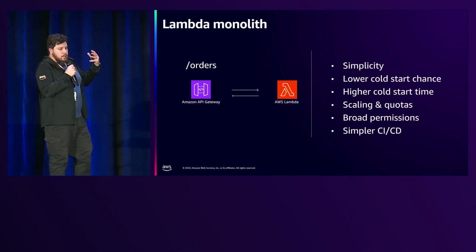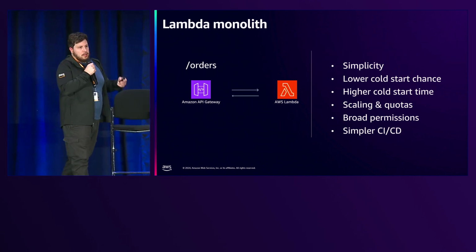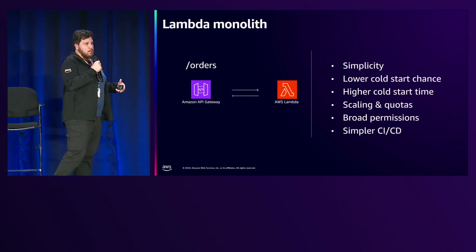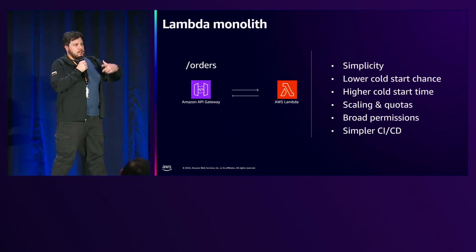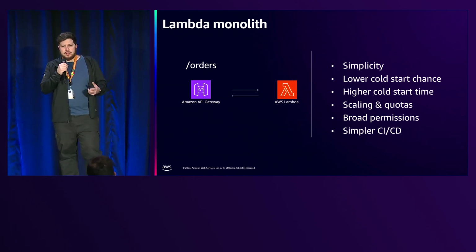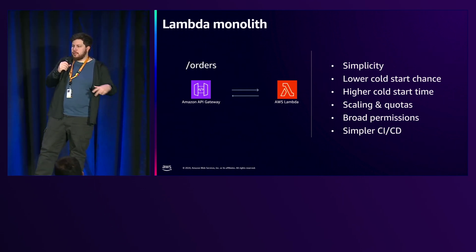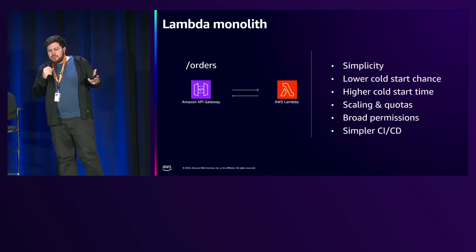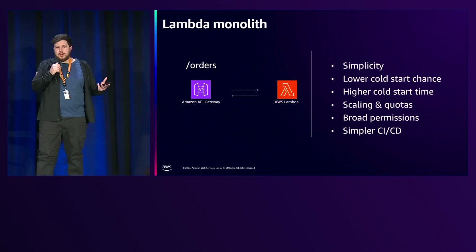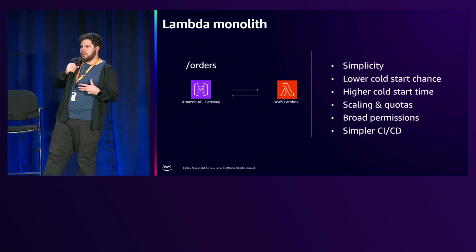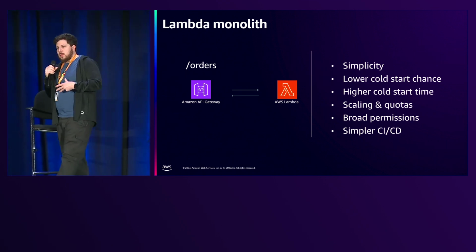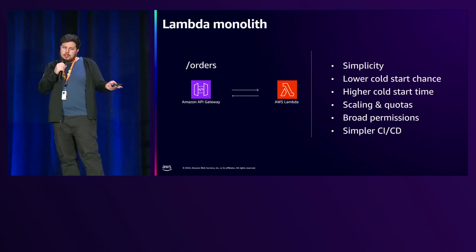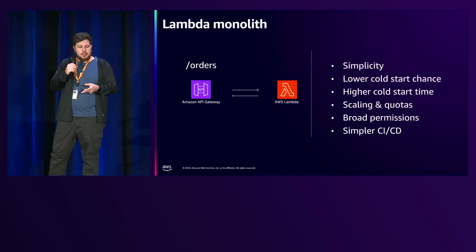Now, since all the different routes of your APIs are in the same function, chances are that this is going to lead to a lower cold start chance because all the routes are going to the same pool of execution environments. So there are probably fewer cold starts. Obviously, this is dependent on your request patterns, but this is generally true. At the same time, more routes means probably more code. So you're probably loading a lot more dependencies, a lot more modules, and this means that whenever there is a cold start, it might be slightly higher.